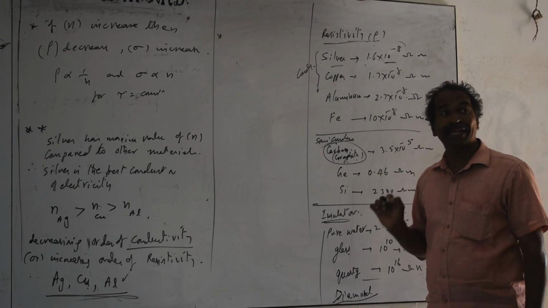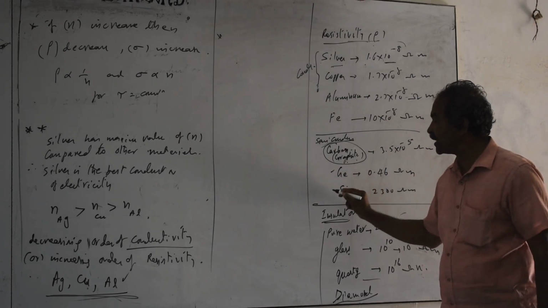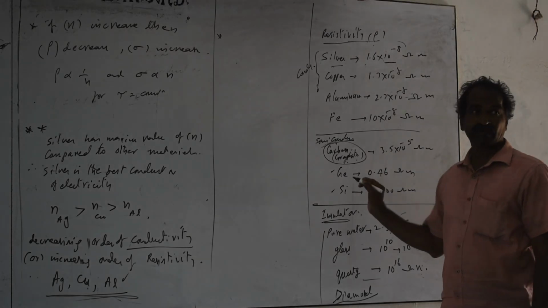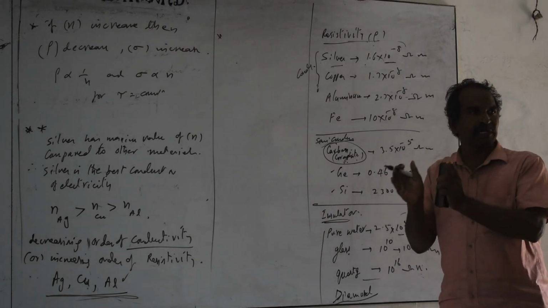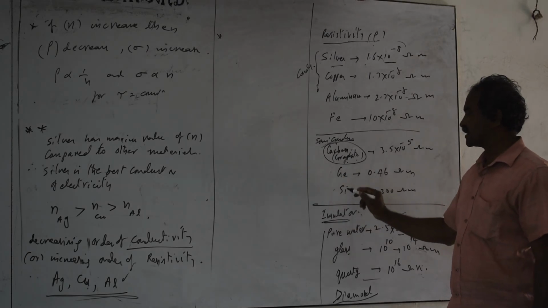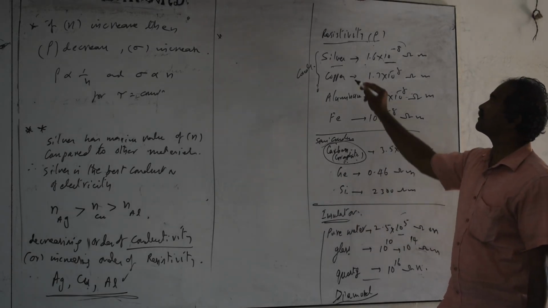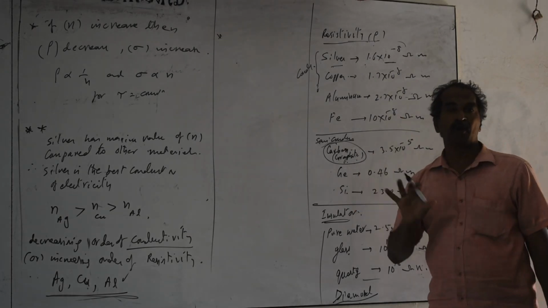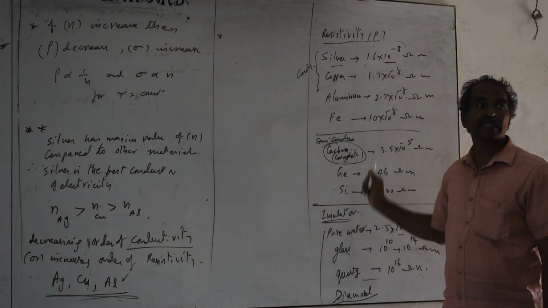Generally, when we say semiconductor, we talk about germanium and silicon in crystalline form, not in amorphous form. Crystalline form means the atoms are in a particular order. Only then will they show the specific property. At low temperature they behave like insulators, with intermediate properties between insulators and conductors.